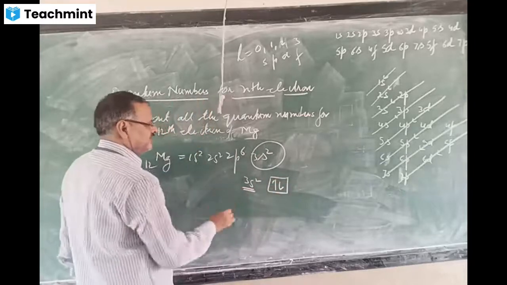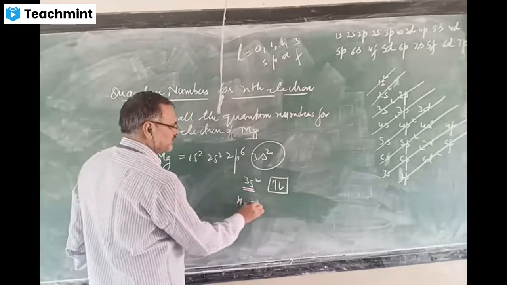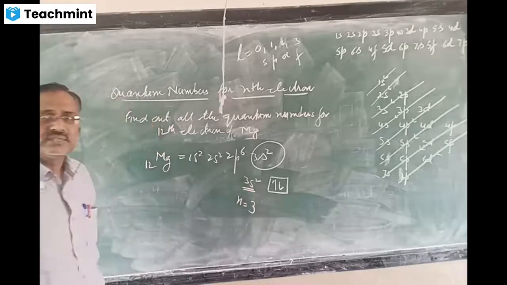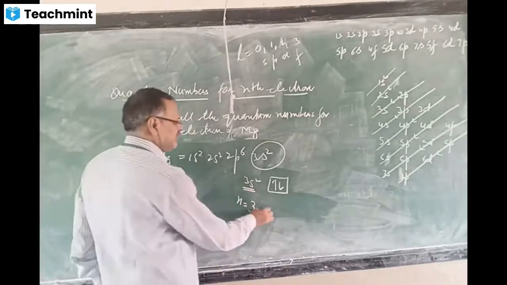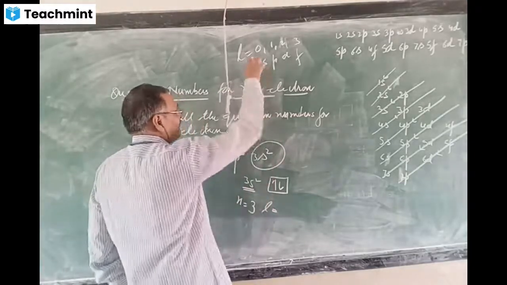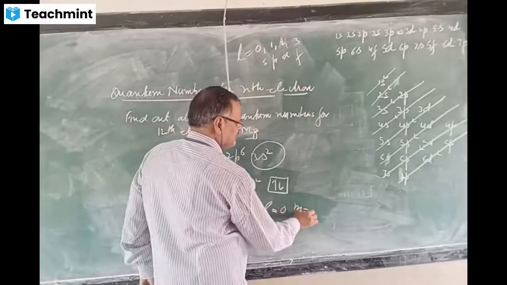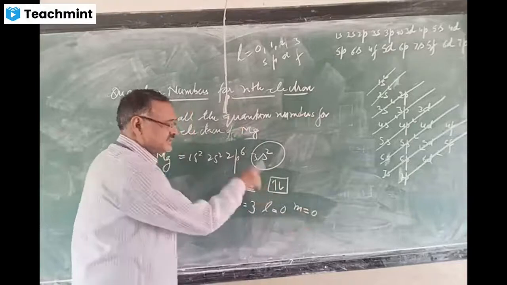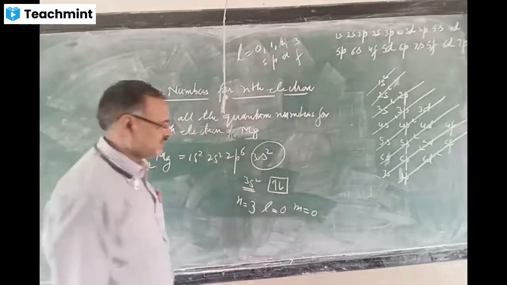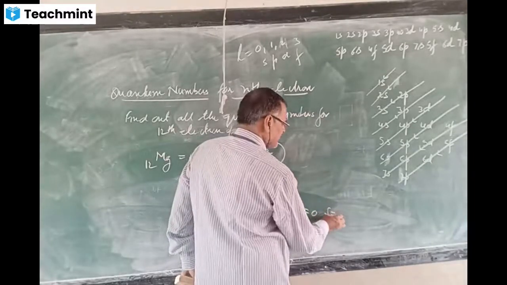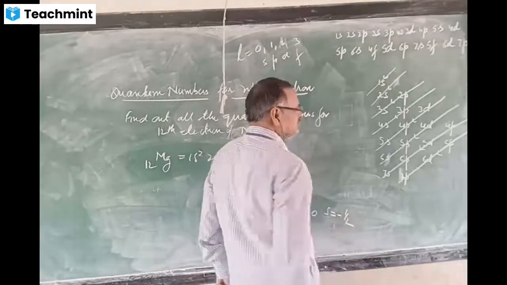So here, what is the value of the principal quantum number? n is equal to 3. l for s, l is 0. m is 0. This electron is anti-clockwise. So that's why we will take minus half.